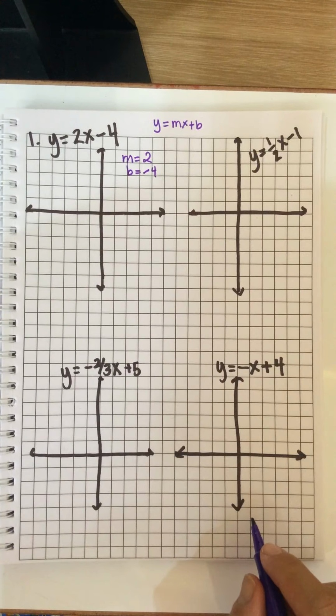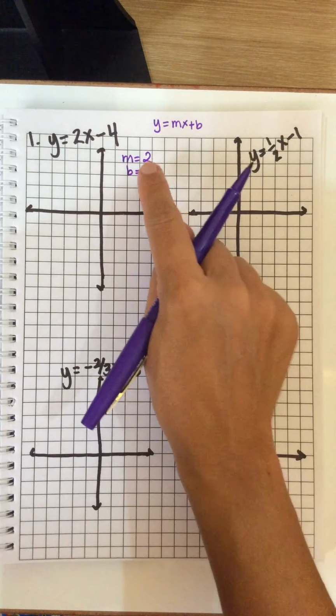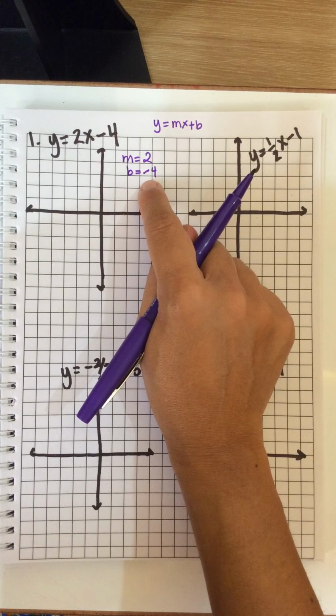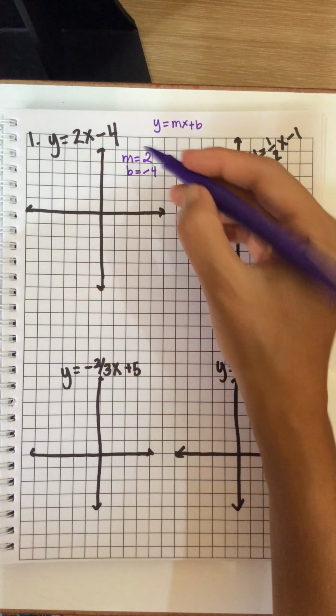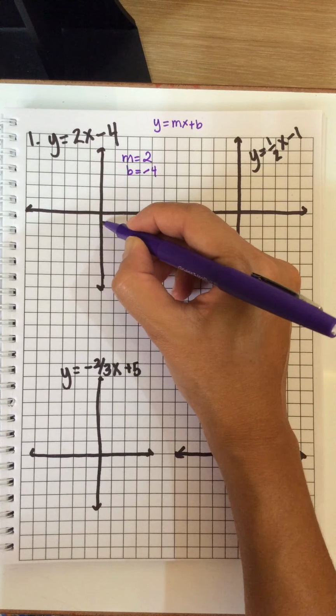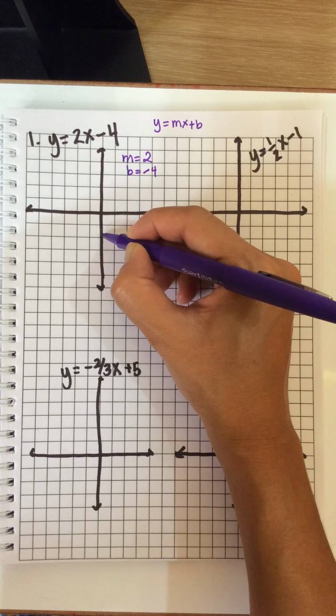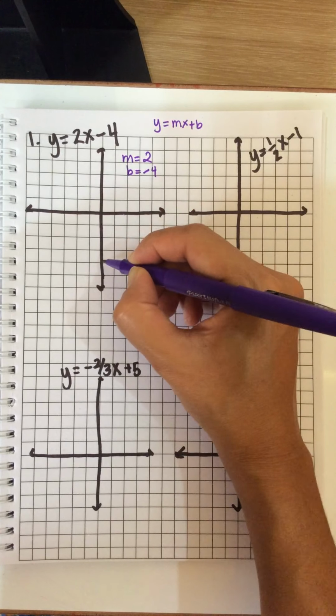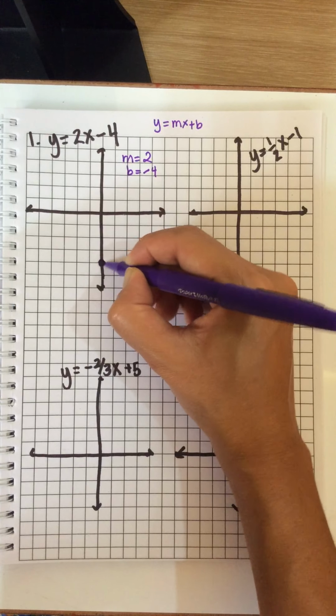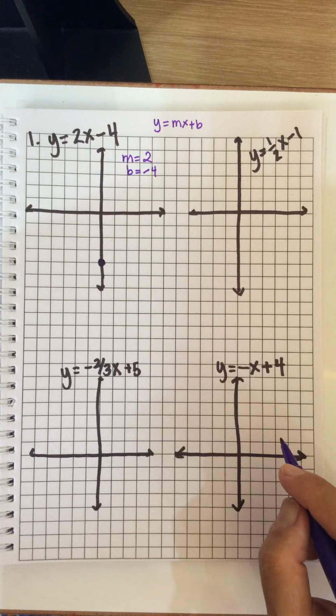So now let's use that to graph. You always start with your y-intercept. So your y-intercept is negative 4. That means I'm going to come to my y-axis, and I'm going to go down to negative 1, negative 2, negative 3, negative 4, and I'm going to put a dot. That's where it crosses the y-axis.